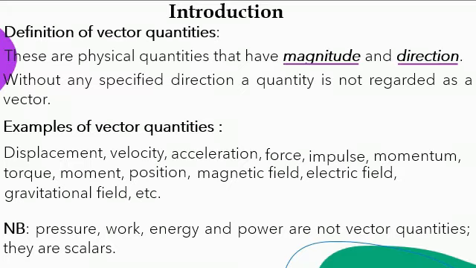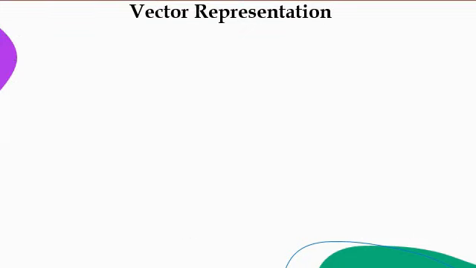So in our previous lesson, we were able to give the definition of a vector quantity, and then we saw examples of vector quantities and a few examples of quantities that are not vectors. In this lesson, we are going to be talking about vector representation. How do we represent a vector?